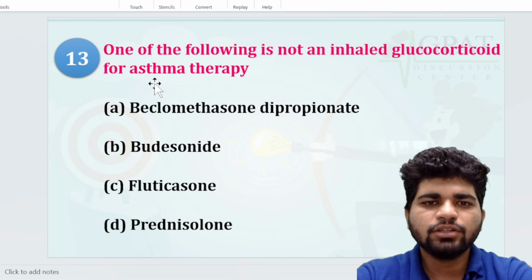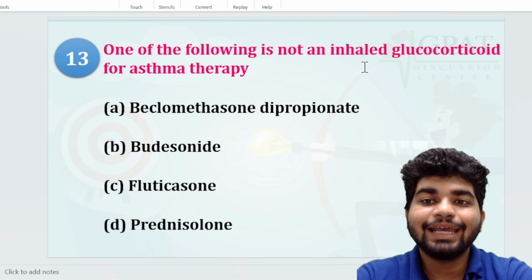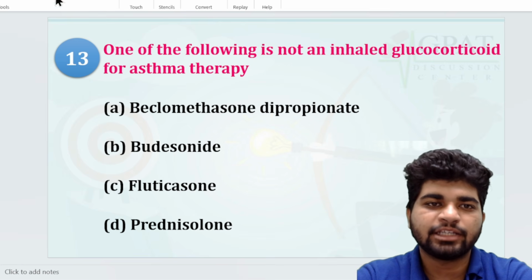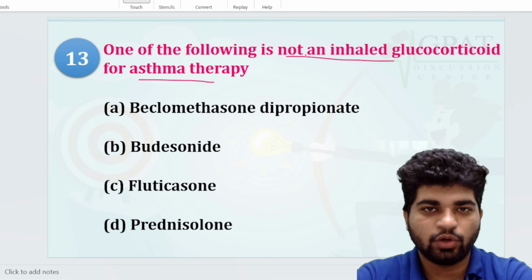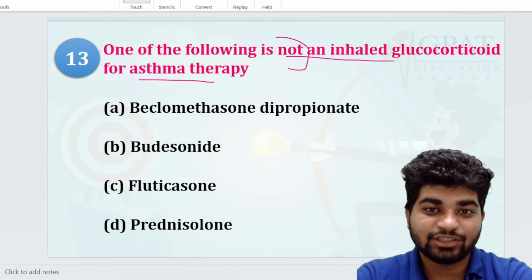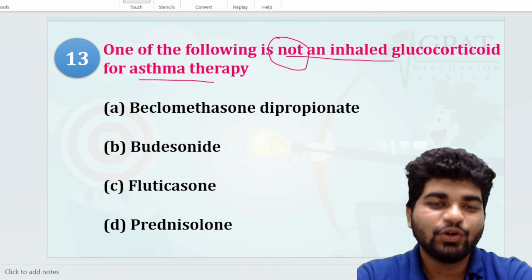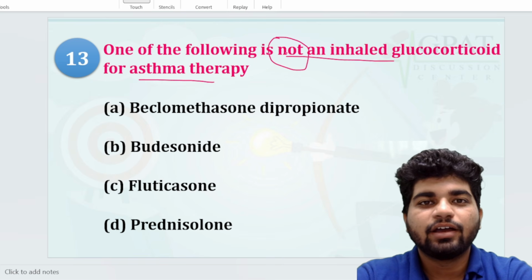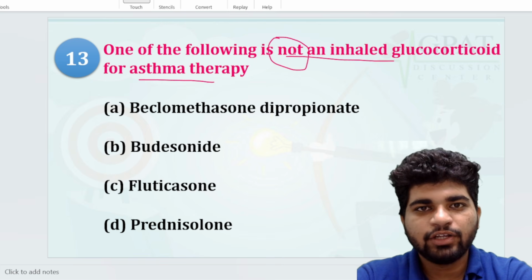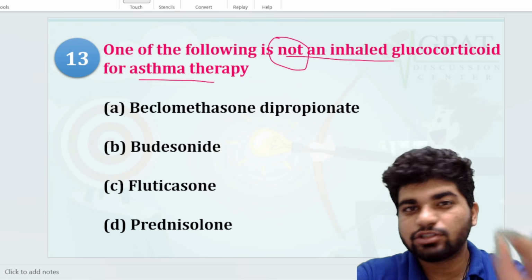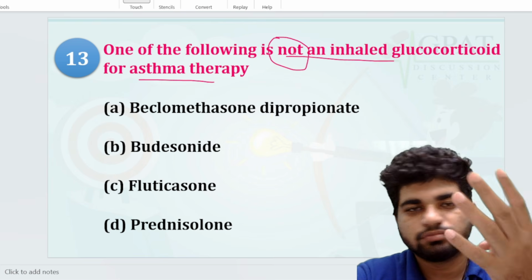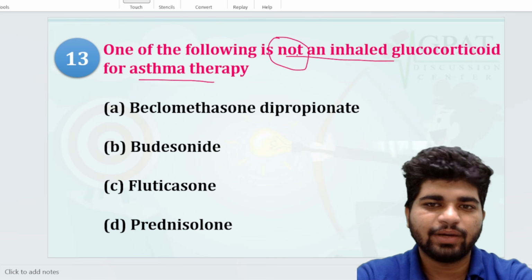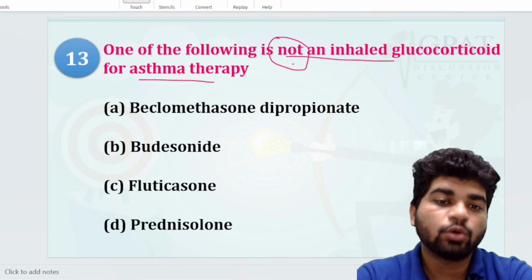Now this one: which one of the following is not an inhaled glucocorticoid for asthma therapy? Okay, I missed this word. So you have to be aware at this point whenever you read a question. Just look at those keywords: not, except, true, incorrect, right? These kinds of keywords are very important to look out for.